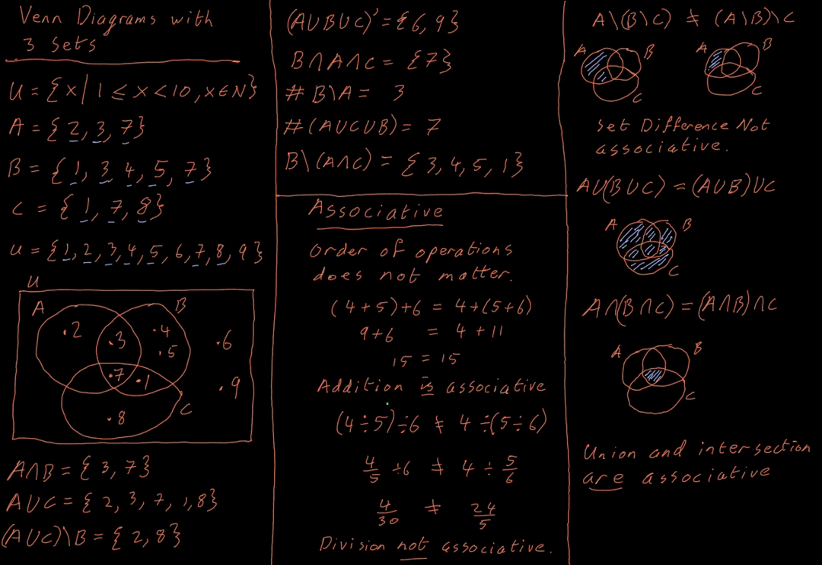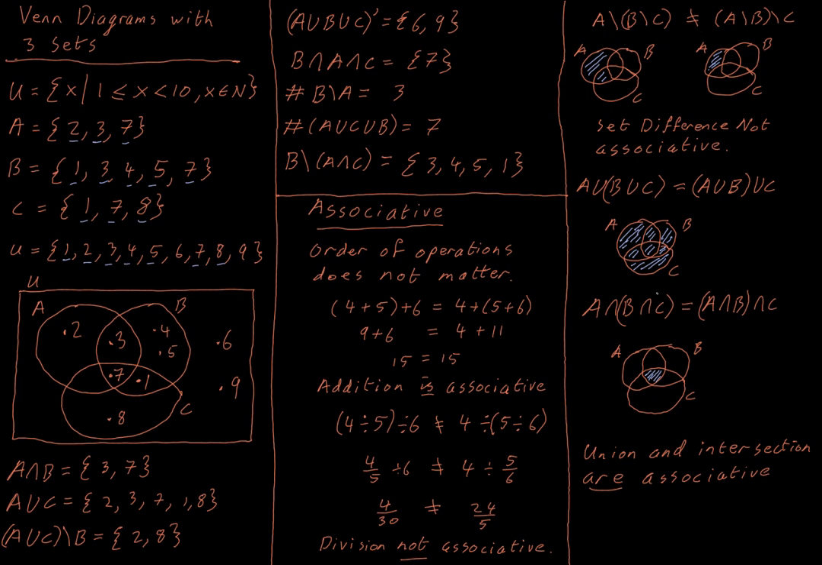But that's not always the case. If we had 4 divided by 5, then divided by 6, or 4 divided by the result of 5 divided by 6, that would result in quite a different answer. So the order of operations does matter for division. Before we dealt with commutative operations, where the order in which we wrote our terms didn't matter, and now we're talking about associative, where the order in which we do our operations doesn't matter. So division is not associative because the order in which we do our operations does matter.